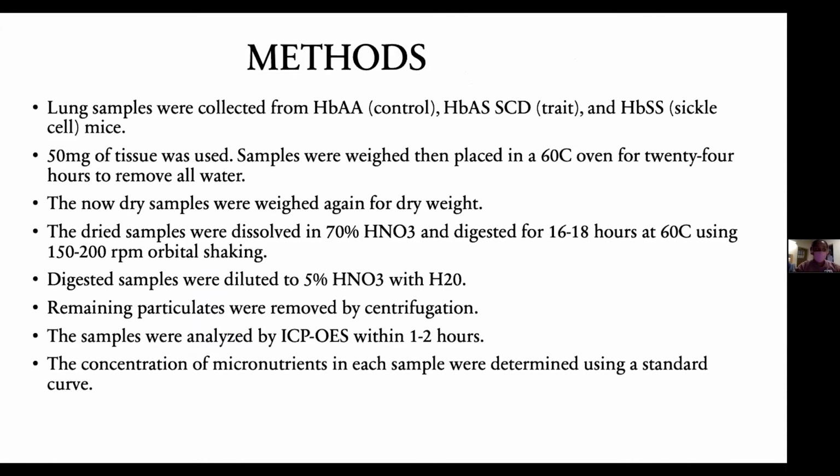These are the methods we used to accomplish our specific aims. Lung samples were collected from control, trait, and sickle cell mice. The samples were weighed and then dried in an oven for 24 hours. The dried samples were weighed again and then dissolved and digested for 16 to 18 hours. These digested samples were then diluted and the remaining particulates were removed by centrifugation, and the samples were then analyzed by the ICP-OES. The concentration of micronutrients in each sample was then determined using a standard curve.